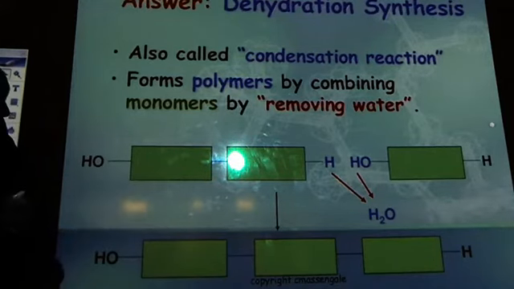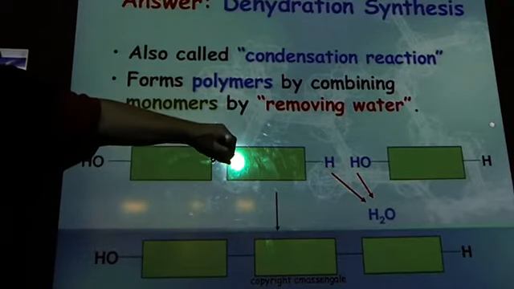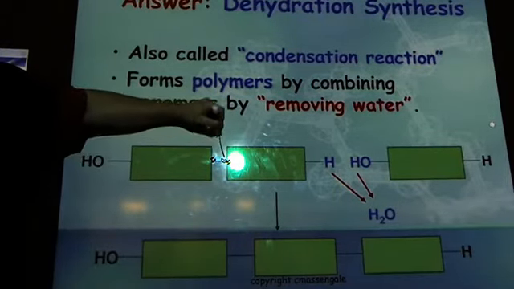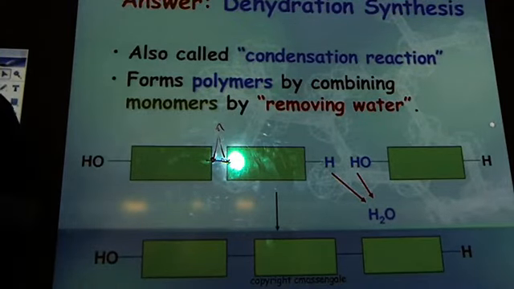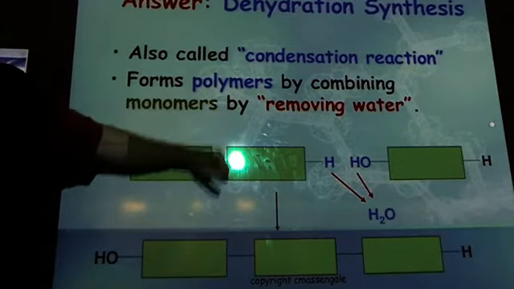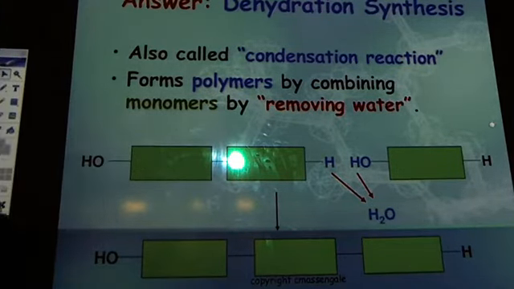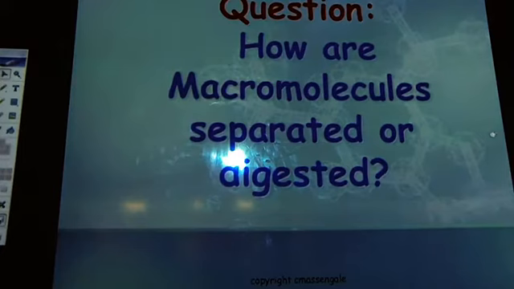Same thing. There was an H right here. There was an OH right here. We removed it. They joined together. By yanking out water, we can join these small units. So here's the next question. How do I separate them? It's nice and all to build them up, but sometimes I have to break them down to get the energy out of them. So what would I do?